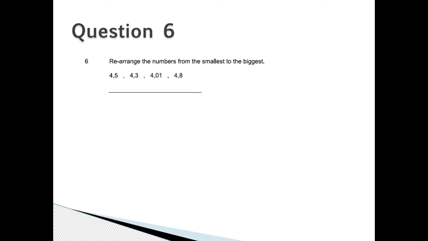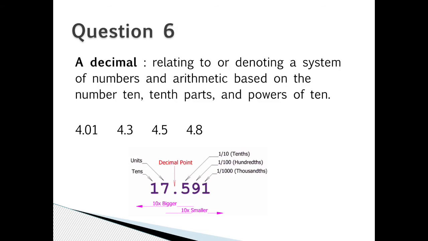Question 6. Rearrange the numbers from the smallest to the biggest: 4.5, 4.3, 4.01 and 4.8. A decimal relates to or denotes a system of numbers and arithmetic based on the number 10, parts, and the powers of 10. So the order is 4.01, 4.3, 4.5 and 4.8.